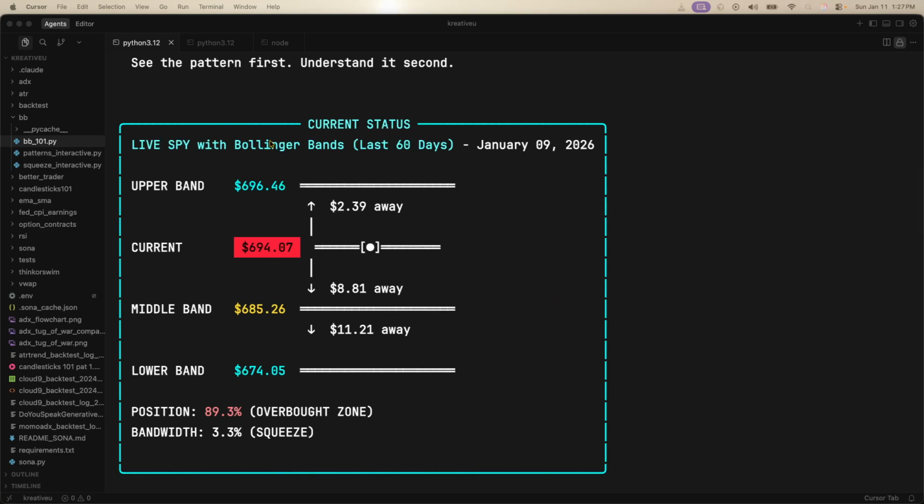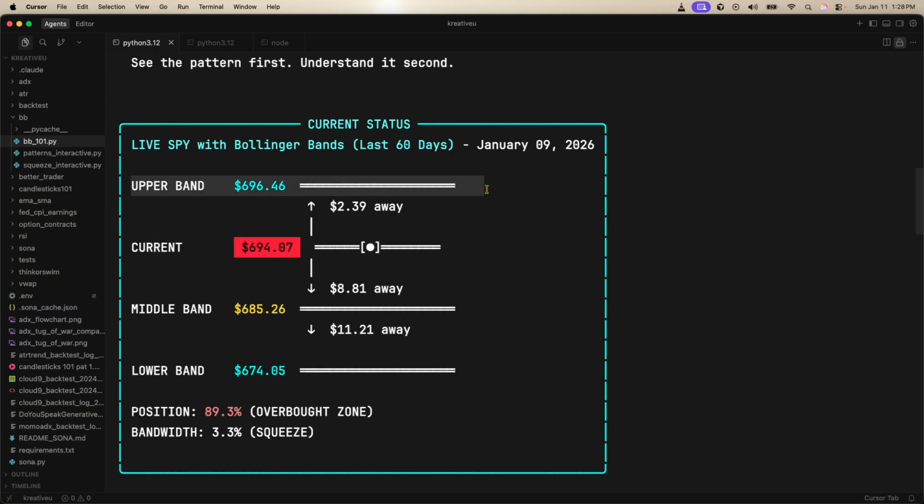So this is a live look at Bollinger Bands for the last 60 days, right? And we're looking at it from the S&P 500 or SPY. SPY is the S&P 500, the top 500 companies within the New York Stock Exchange. So when you look at the Bollinger Bands, there's going to be three lines in the Bollinger Band. We're going to have the current price, which is 694.07.